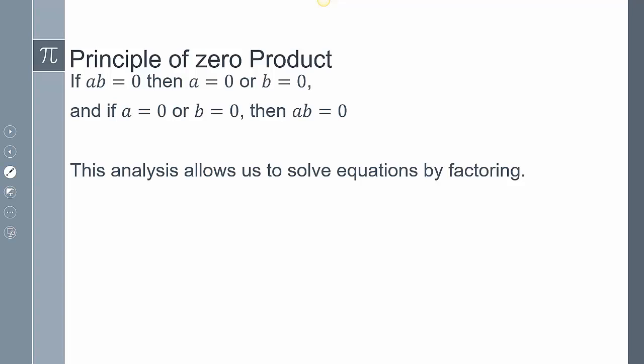The first we're going to talk about is the principle of the zero product. The idea here is if I have two numbers being multiplied together, a times b, and it equals 0, I can assume that a equals 0 or b equals 0. And likewise, if I know that a is 0 or b is 0, then I can assume that if I multiply these together, it's also going to give me 0. This analysis allows me to solve equations by factoring.